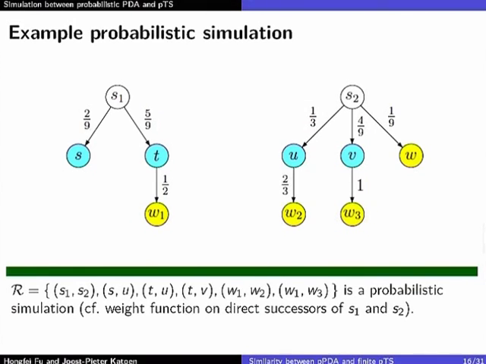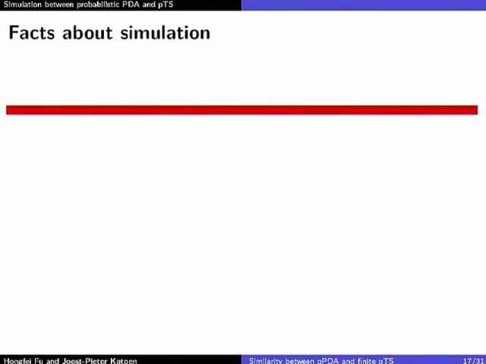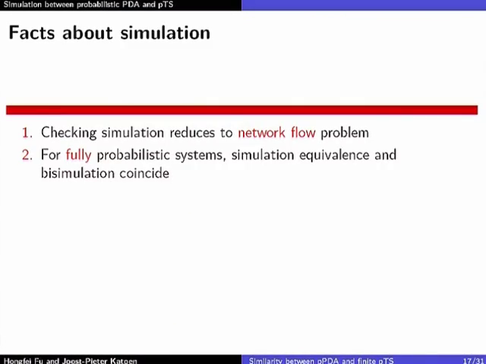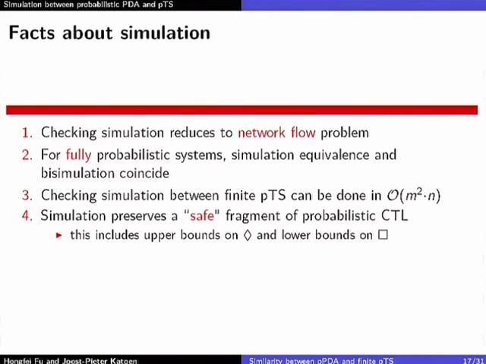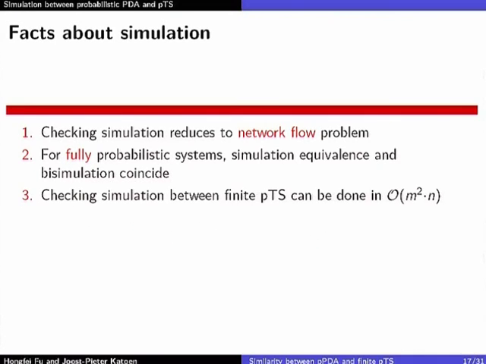I hope you get some feeling about what a simulation relation in the probabilistic context means. What is relevant to know about these simulation relations is that if you want to check it between two finite probabilistic transition systems, this amounts to checking whether the maximal flow has capacity 1. So it's a maximal flow problem. If you have a fully probabilistic system, so you do not have, in a state, the choice between two distributions, then simulation equivalence and bisimulation coincide. We consider a model with non-determinism, and there the two notions do make a difference. Checking simulation can be done in this complexity, and if you remember, n log n was bisimulation, this is a bit more, has some higher complexity, and the way to achieve this is using parametric flow algorithms.